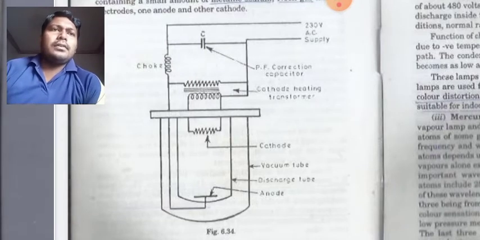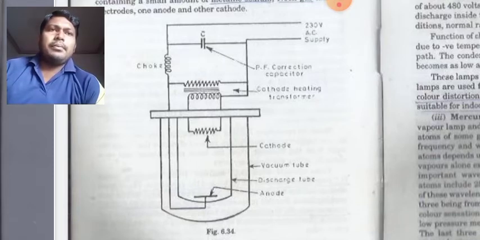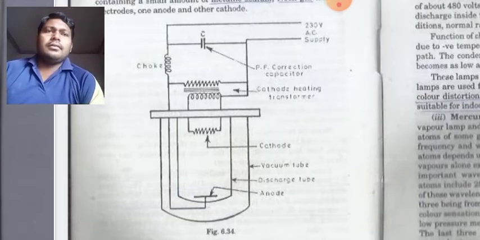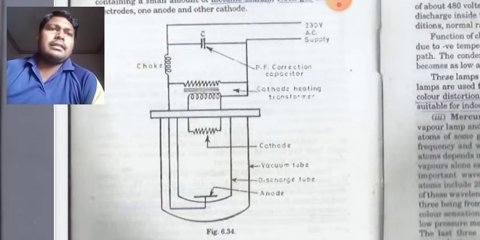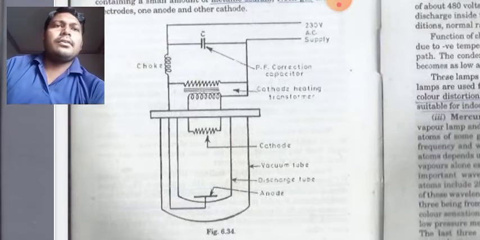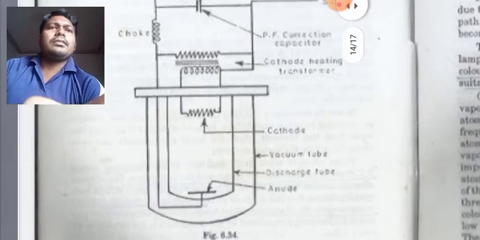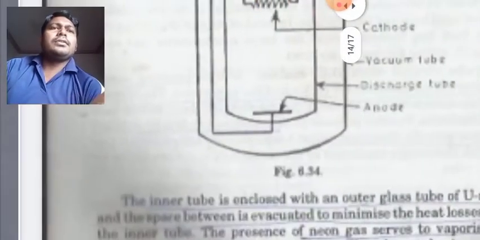So we have 230 volt AC supply. Across it there is a capacitor connected. A choke is connected in series here. So there is a power factor correction capacitor, there is a choke, there is a cathode heating transformer, there is a cathode inside the sodium vapor lamp, there is a vacuum tube, there is a discharge tube, and there is an anode. So this is the construction part. We will now go to its theory.